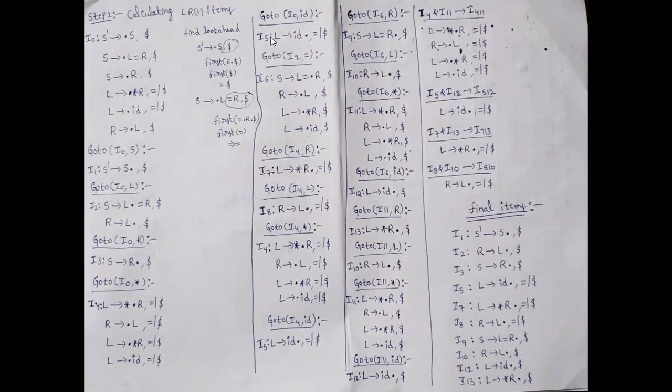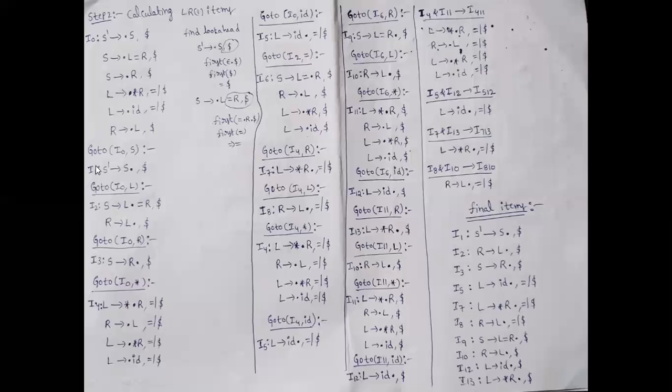Okay. So I5, L produces ID dot. After the dot, there is no terminal or non-terminal. So no need to expand this one. So I4 state is completed. Then we are naming the state as I5. Then goto of I naught is completed. So in total S, L, R, star, ID, there are no more productions to apply goto on I naught. So I naught is completed.